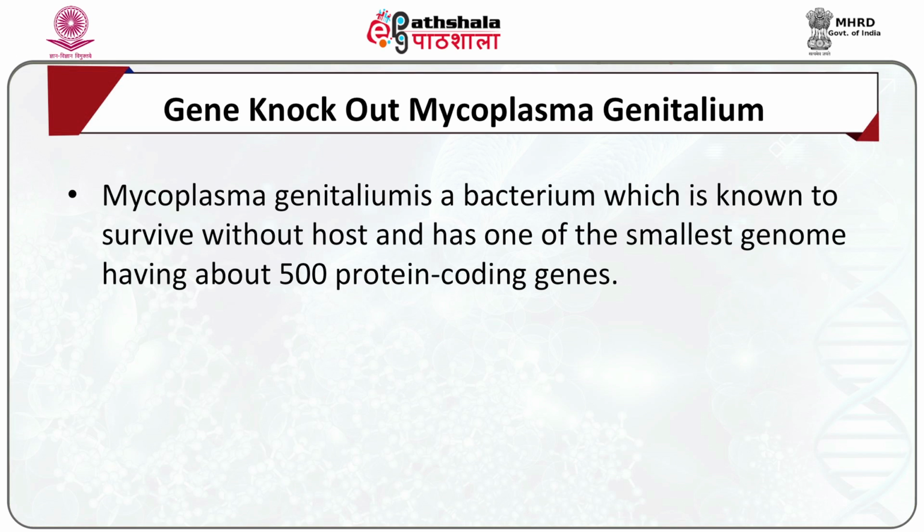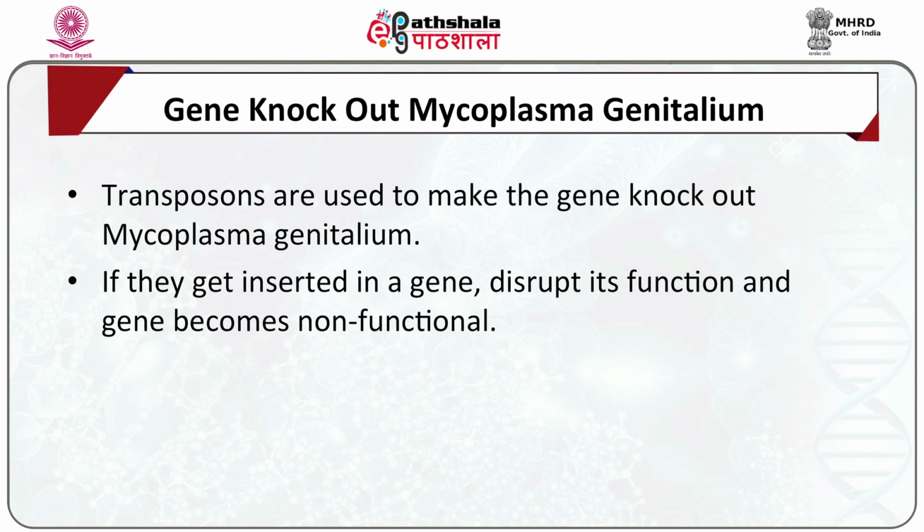Mycoplasma genitalium is a bacterium which is known to survive without a host and has one of the smallest genomes, having about 500 protein coding genes. Transposons are used to make the gene knockout in Mycoplasma genitalium. It is known that transposons are capable of moving from one place to another place in the genome. If they get inserted in a gene, it is going to disrupt its function and the gene becomes non-functional.